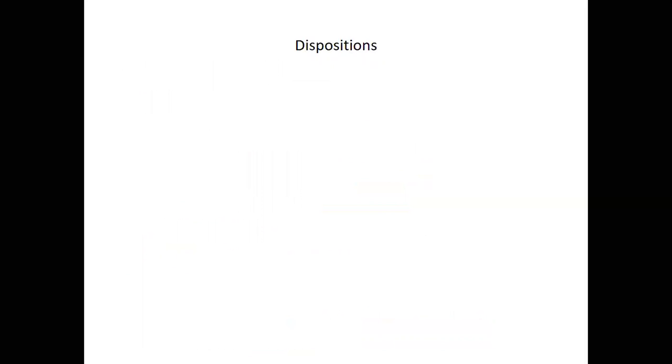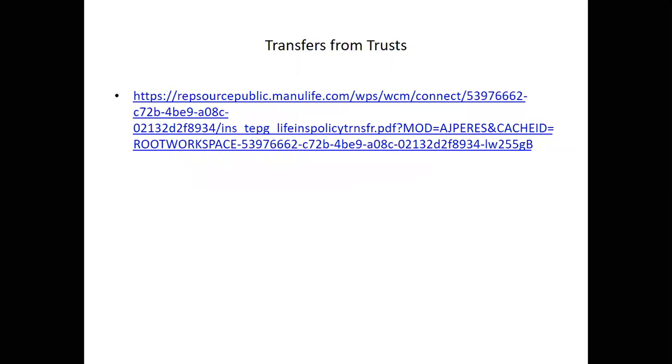So we covered off our assignments already. We talked about deductibility of interest. This is one I find, I don't know if you're following along here, but this is on page 2-22 of the text.